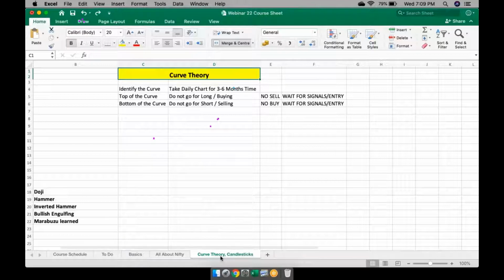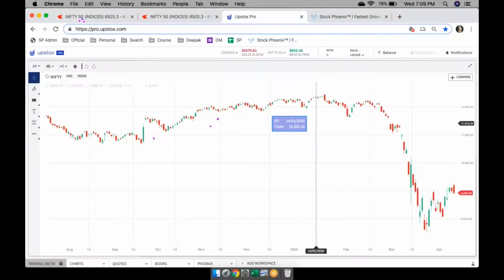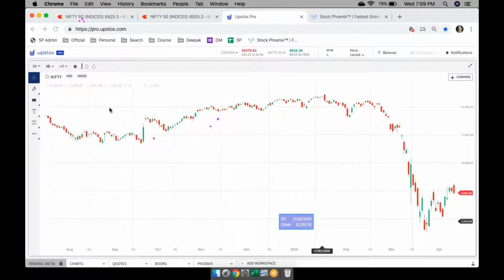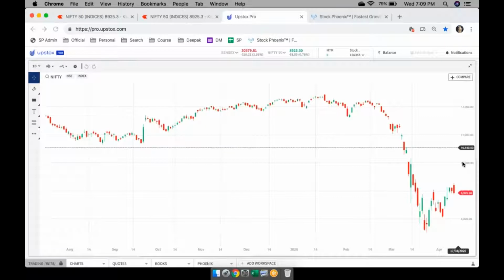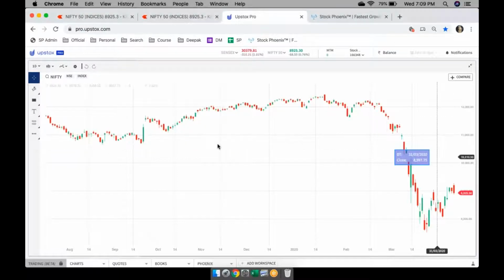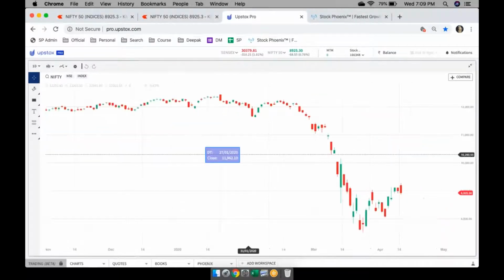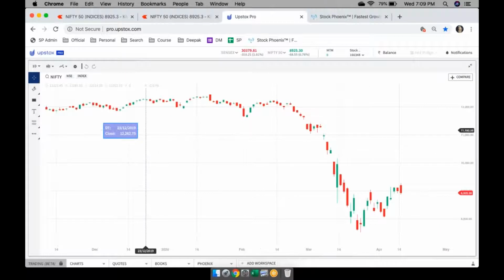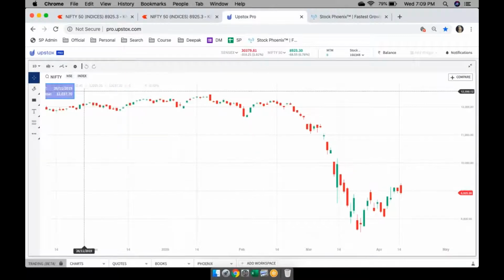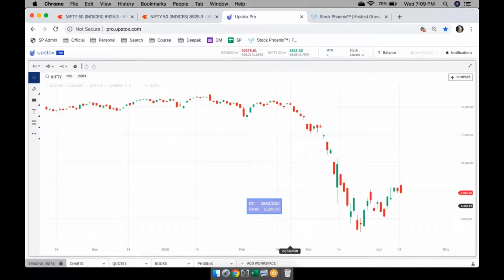Take a daily chart for 3 to 6 months. That is, open a blank chart. The chart is a candlestick chart. Take a daily chart with a series of 3 to 6 months. It can be in between 3 to 6 months, but 3 months is mandatory. No indicators required.